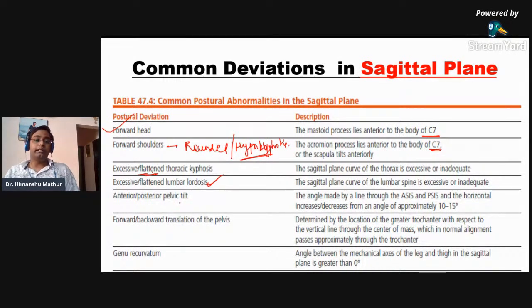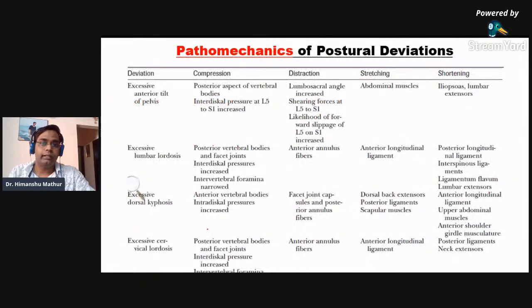All right. Now, anterior or posterior pelvic tilt could be there. It is again associated with the lower cross syndrome. If you have increased lordosis, the anterior pelvic tilt will be more. If you have flattened lumbar lordosis, there will be more posterior pelvic tilt. Right. Now, forward or backward translation of pelvis could be there, and genu recurvatum, we have studied all about that. Right. Now, the pathomechanics of the postural deviation, that is the excessive anterior tilt of the pelvis. Now, let me tell you one small thing which will take both of them along.